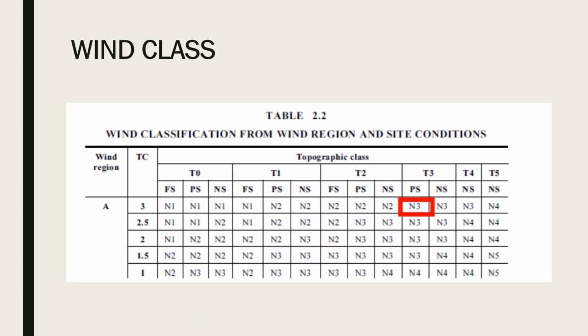The wind class is given in Table 2.2. This classification is a combination of wind region, terrain category, topographic class, and level of shielding. As such, the wind class for the shed falls under N3.